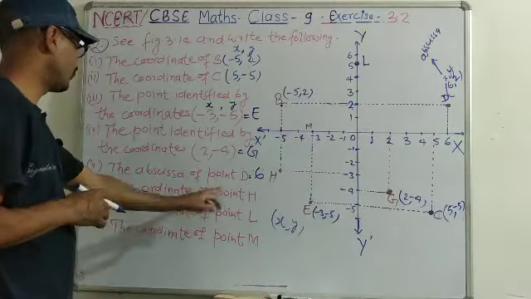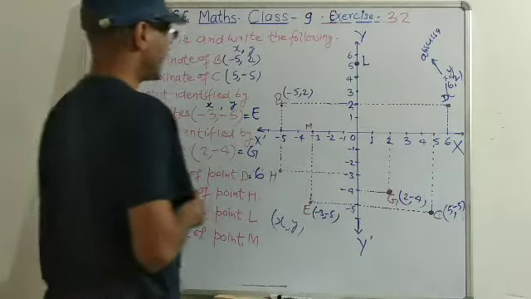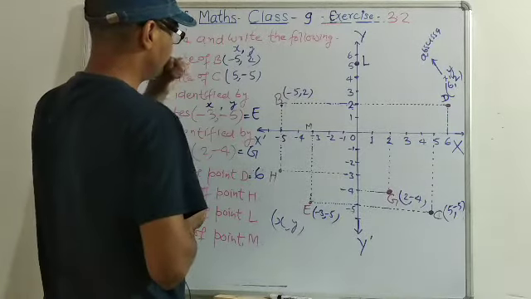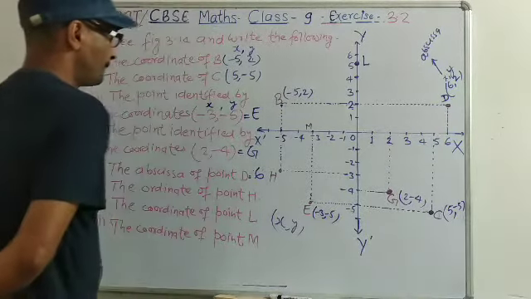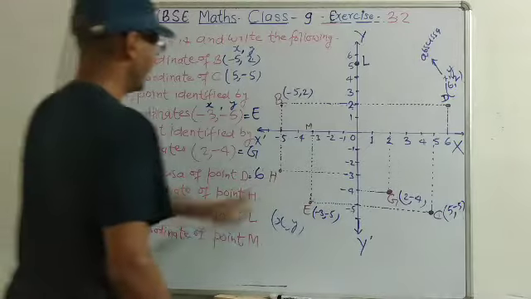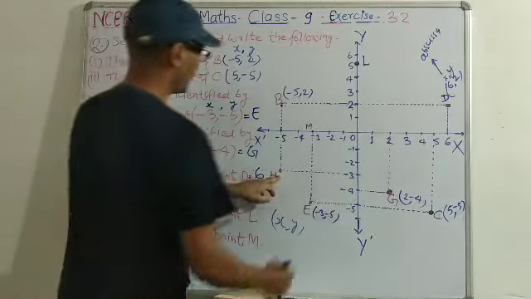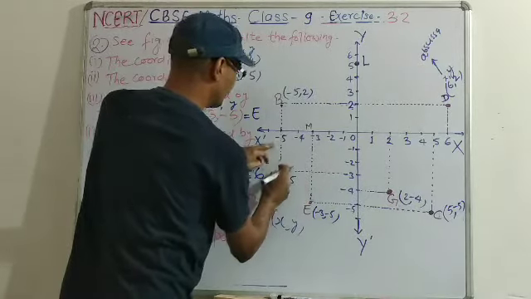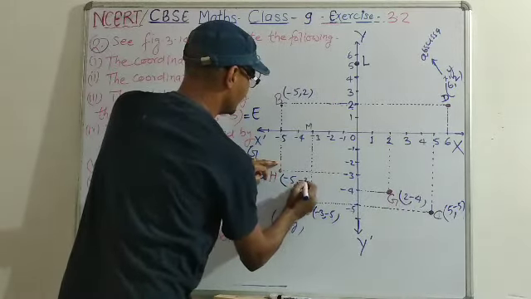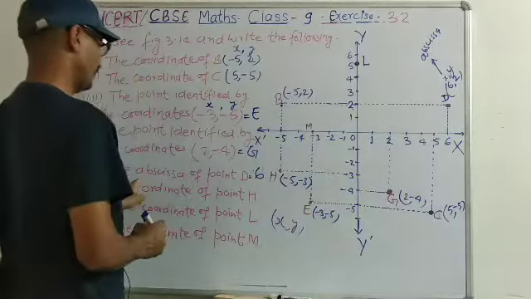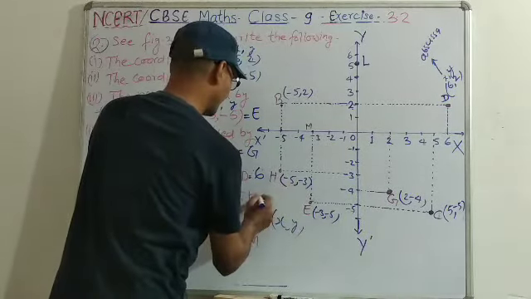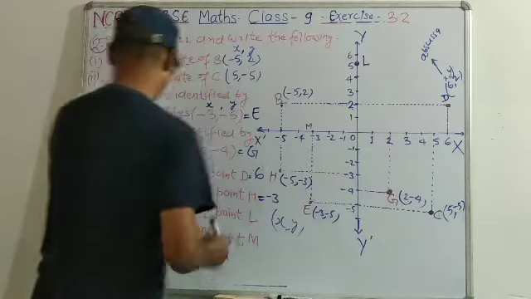Now see number 6. The ordinate of the point H. First diagnose where is the point H. Where is the H? H is here. So on the x-axis it is minus 5. On the y-axis minus 3. So first is abscissa, second is ordinate. That means the ordinate is minus 3.